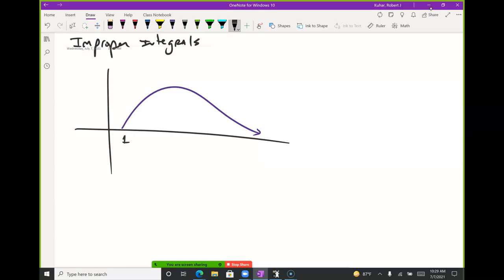But we can imagine that we're doing this integral from 1 to infinity of some function, right? And we're interested in whether it converges or diverges. What do you think I'm going to ask you to do on the test? I don't care about diverges. I mean, it's interesting, right?